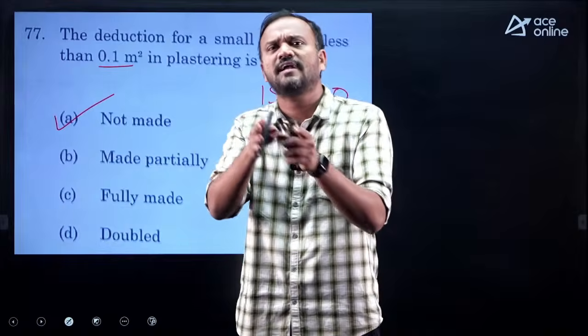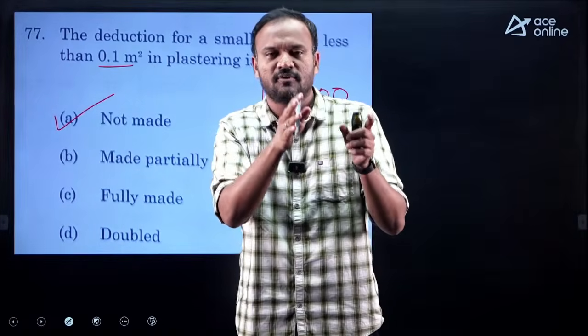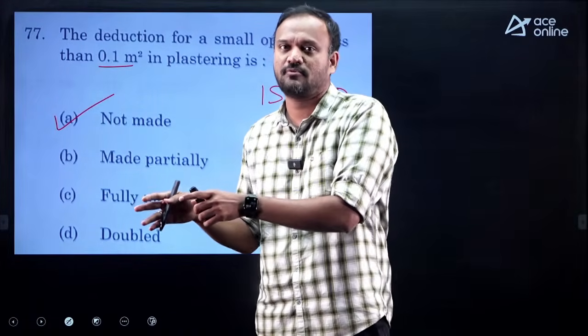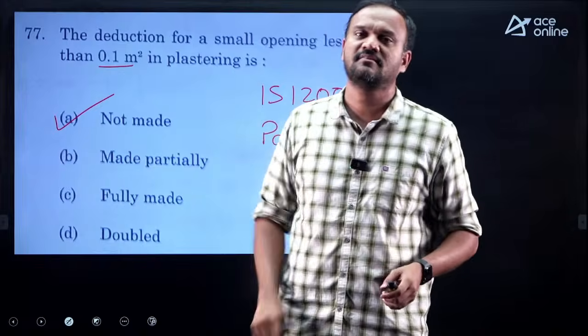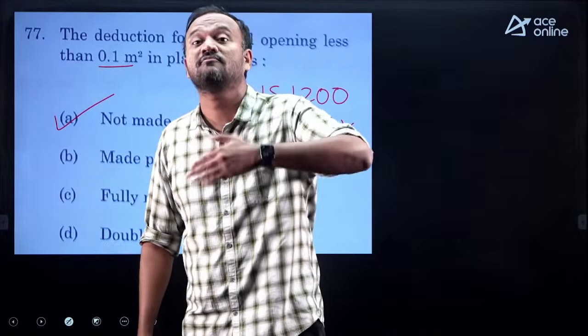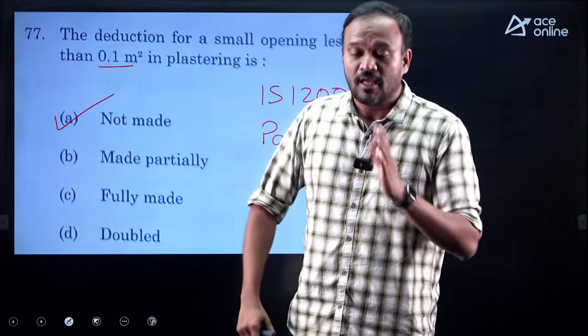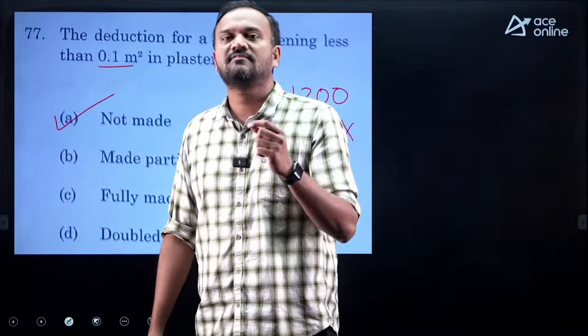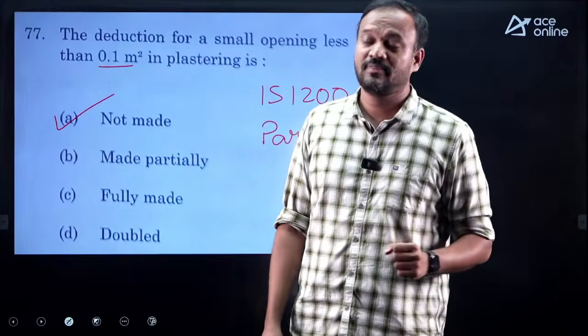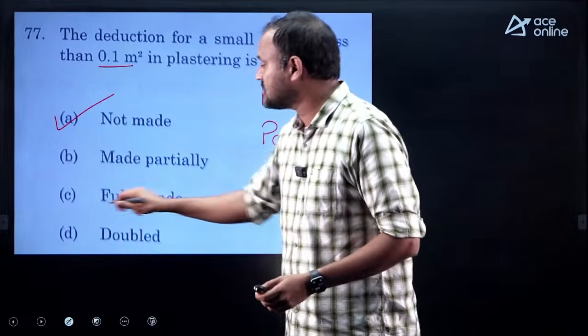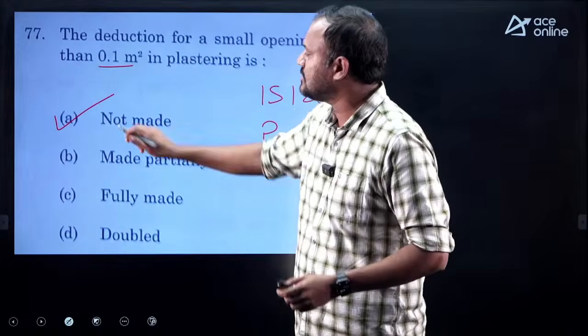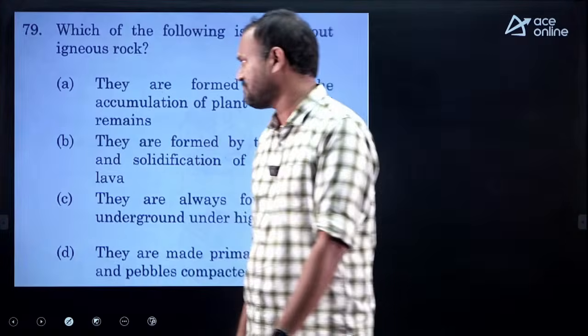For 0.5 square meter to 3 square meter, if that is the opening size, only deduction of plastering on one side should be done. If that opening is more than 3 square meters, then complete deduction, full deduction, has to be made. So for our case, no deduction has to be made.